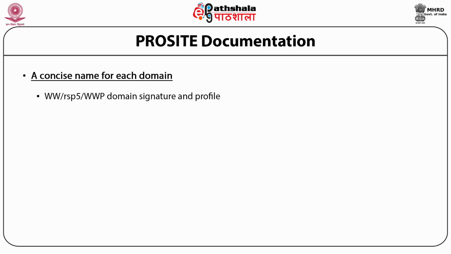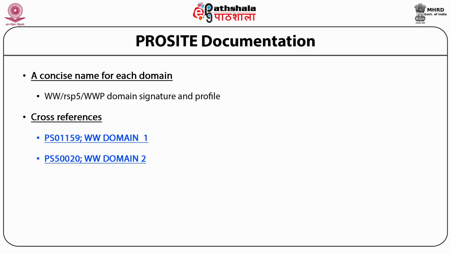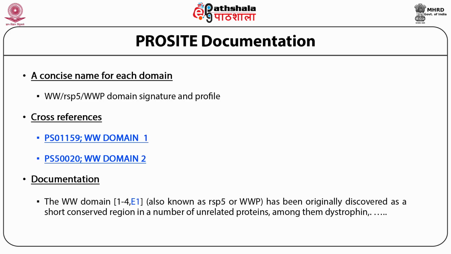Here is an example of what is called a WW domain, a common domain family found in many different kinds of proteins. So as you look at their database, you find that they have an accession number, in this particular case PS01159, etc., which describes the WW domain 1, and there's the other one which describes the domain 2. There is a small description which says that the WW domain, also known as RSP5 or WWP, was originally discovered as a short conserved region in a number of unrelated proteins, among them dystrophin and so on. So basically a textual description of the biochemistry of that domain.